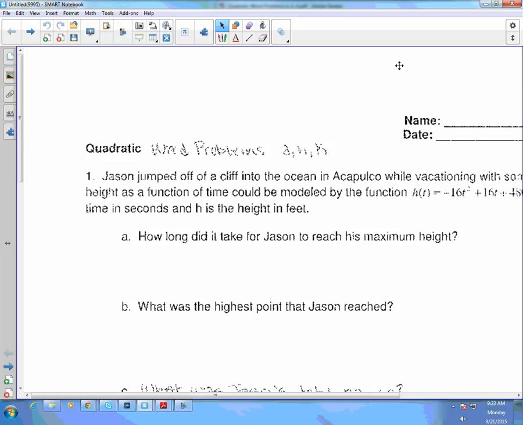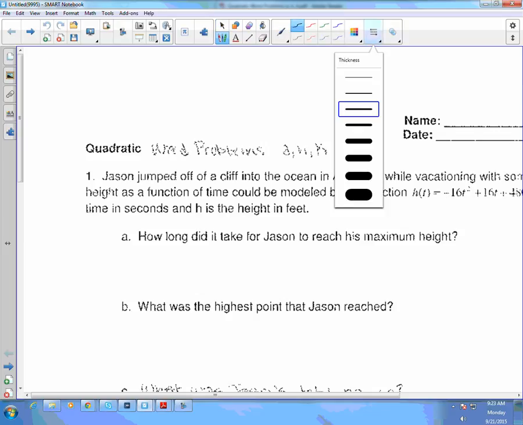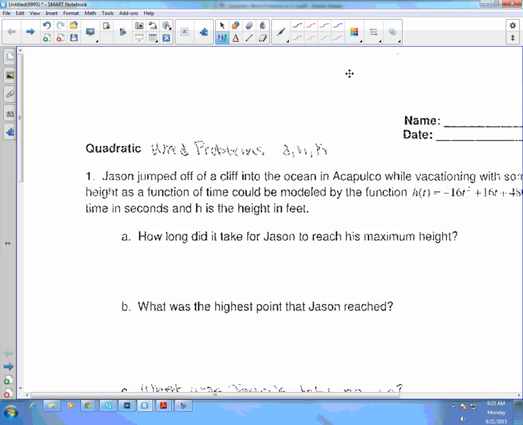Okay, so at the top of your paper, we're not going to do official notes. We're just going to write a couple things, and then we'll try to apply it to the story problems. Write down the standard form for a quadratic. Standard form is y equals ax squared plus bx plus c. A, b, and c can be numbers. But the x squared tells us the highest exponent is a 2, tells us it's a quadratic.